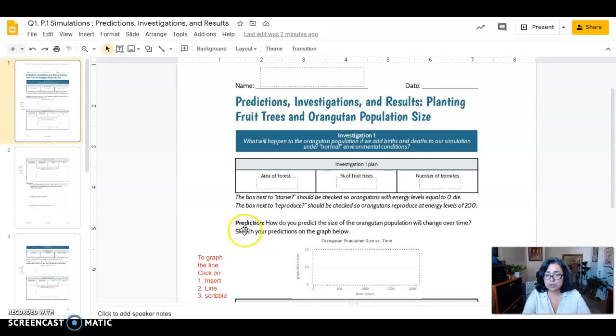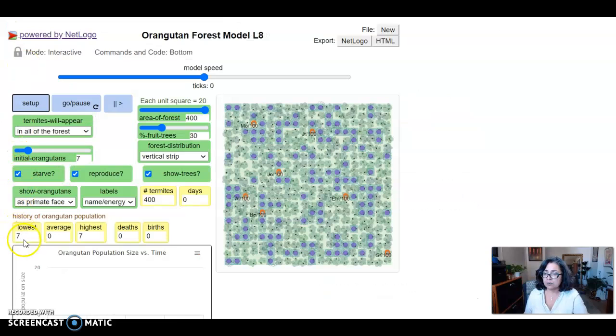Then what you're going to do is predict. Now that we're adding death and birth rate into our population of orangutans, what do you think the graph is going to look like? Is it going to be going up and down? Is it going to be pretty much straight? What do you think is going to happen within the population over the days as we count 2,000 days? The way we know that is because it shows us 2,000 here, and this is the number of population. So where do we start off? Well, let's see. We started with 7 orangutans, right?